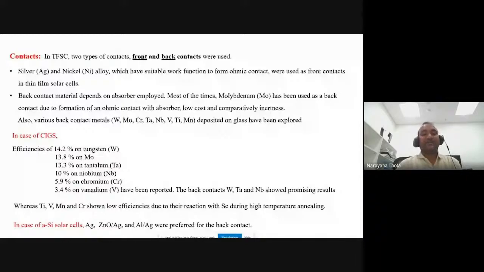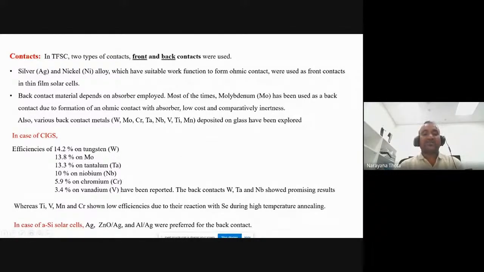If you take molybdenum, CIGS showed 22%. If you take tungsten, it resulted in 14%. If you take tantalum, the efficiency is 13%. Like that, some materials are good for contacts, whereas titanium, manganese, and chromium showed very poor efficiencies, less than 2%, while the others showed more than 10%.